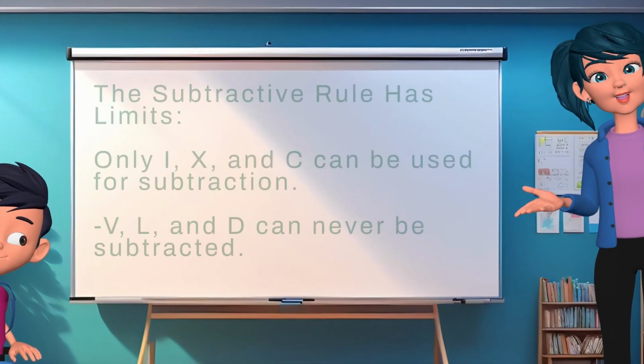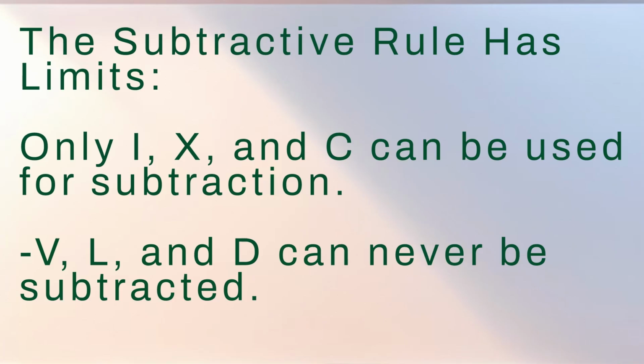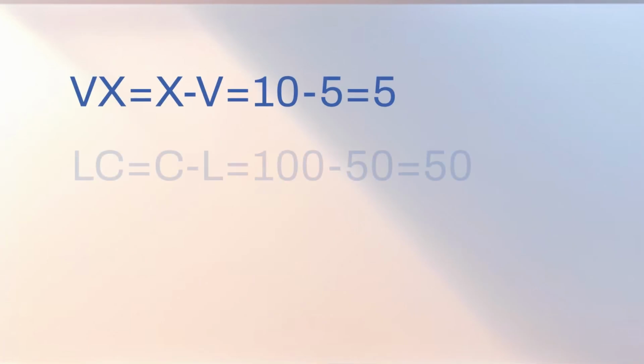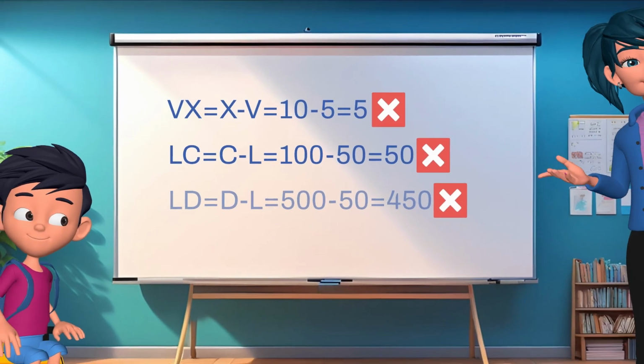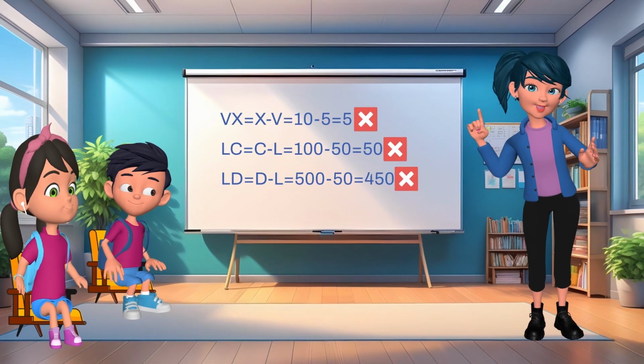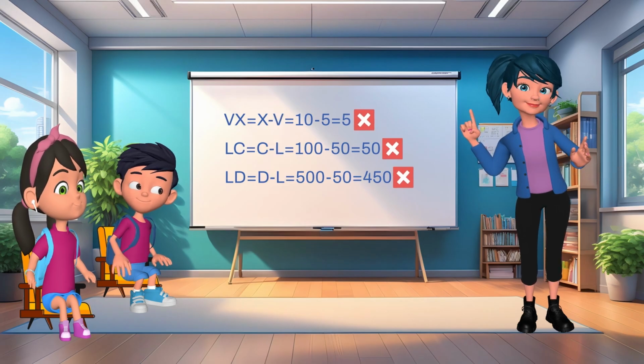The subtractive rule has limits. In Roman numerals, subtraction is only allowed when a smaller symbol is placed before a larger one, but the limitation is that only I, X, and C can be used for subtraction. V, L, and D can never be subtracted. Therefore, the expressions VX equals 5, LC equals 50, LD equals 450 are not correct, since V and L have been subtracted here and we can't do that according to the subtractive limitation of Roman numbers.